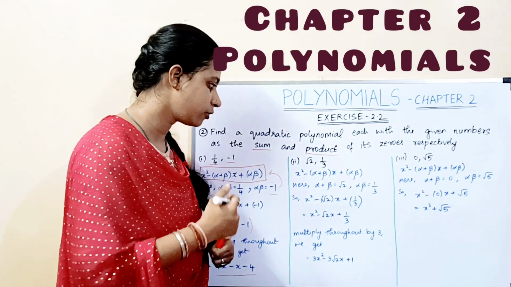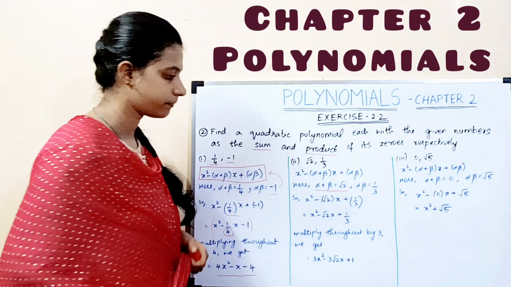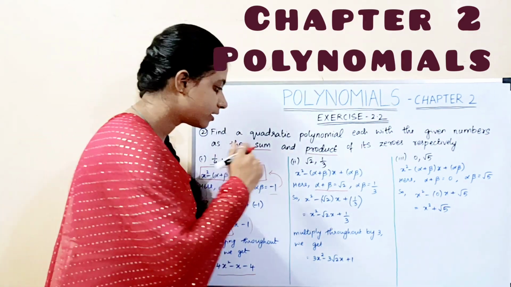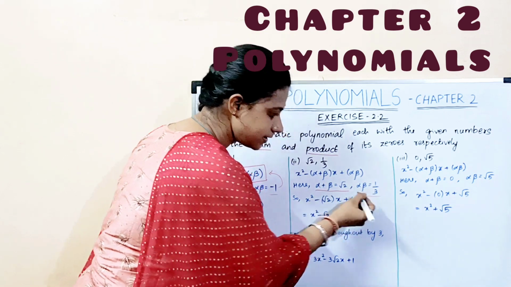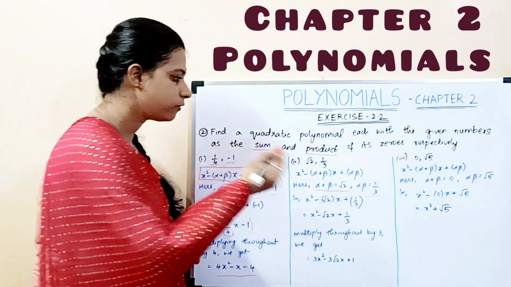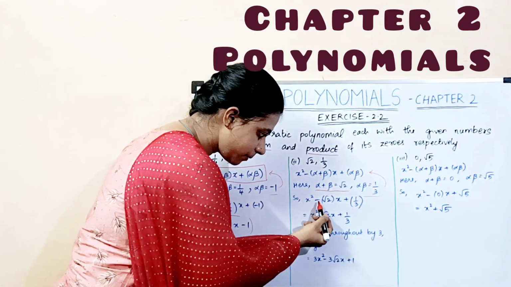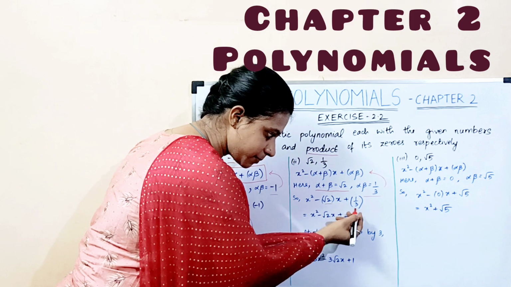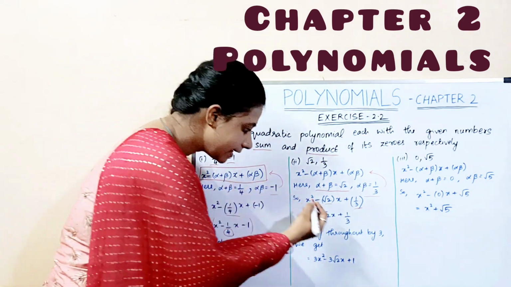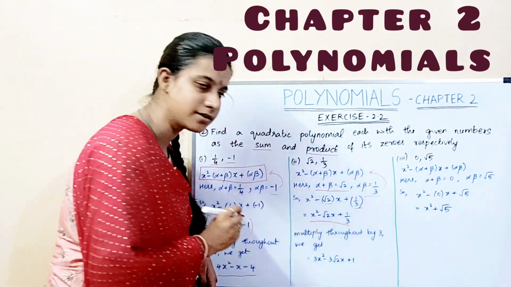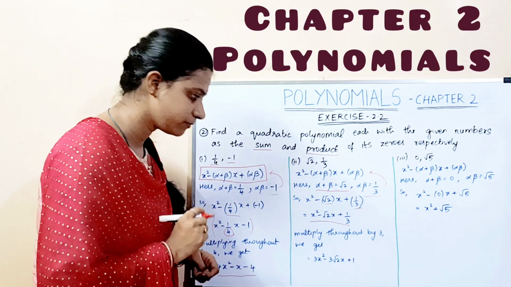Now let's move on to the second question, where the sum of the zeros is given as root 2 and the product of the zeros as 1 by 3. We will substitute these values in this condition, like x square minus root 2 into x plus 1 by 3. We will remove the brackets and we will get x square minus root 2x plus 1 by 3.